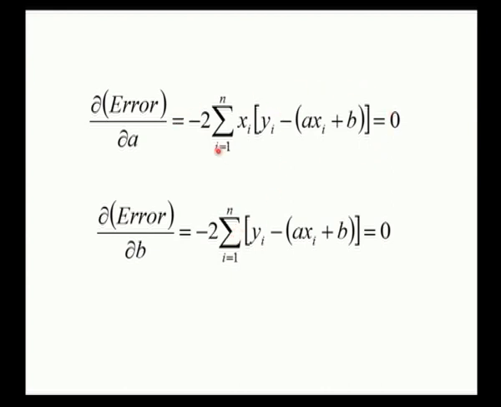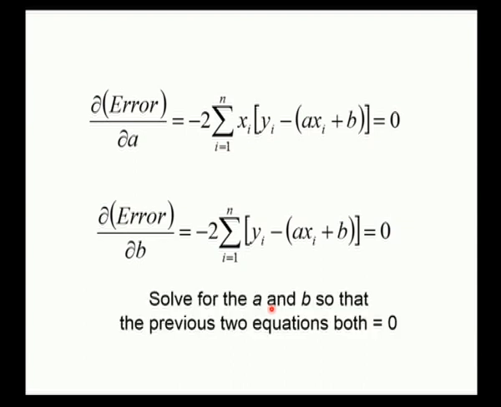So, this is the necessary condition for minimization of the two variable error function with respect to a and b. And we solve these two equations for a and b, and we will get a and b, and that we will substitute in the linear equation, and you get a linear fit. We will see how we solve these two equations for a and b.